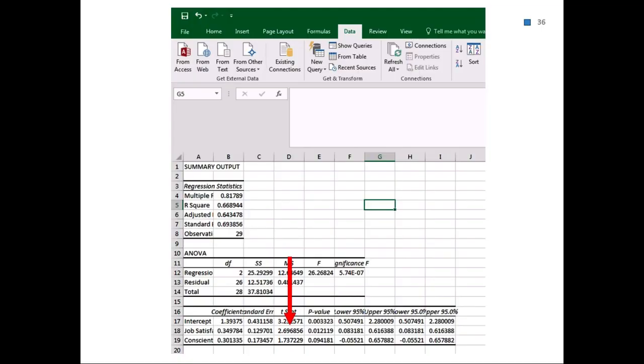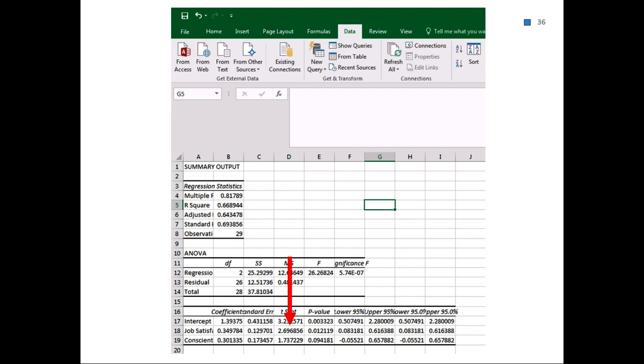Next, we would want to report our t-statistics. We would want to at least know where to find them. So our t-statistic for job satisfaction is 2.696. If we round it, it would be 2.697. So our t-statistic for job satisfaction is 2.697.